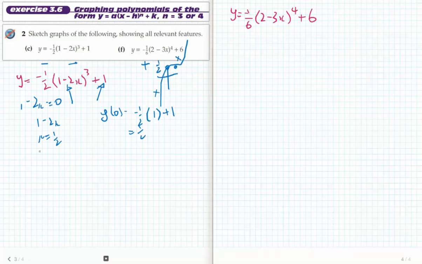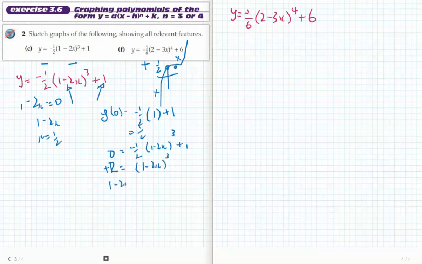And we'll have an x-intercept when that equals 0. So 0 equals negative a half, (1 minus 2x) cubed, plus 1. I move the 1 over, it becomes negative 1. Then I move the negative 2 over to become positive 2 equals (1 minus 2x) cubed.